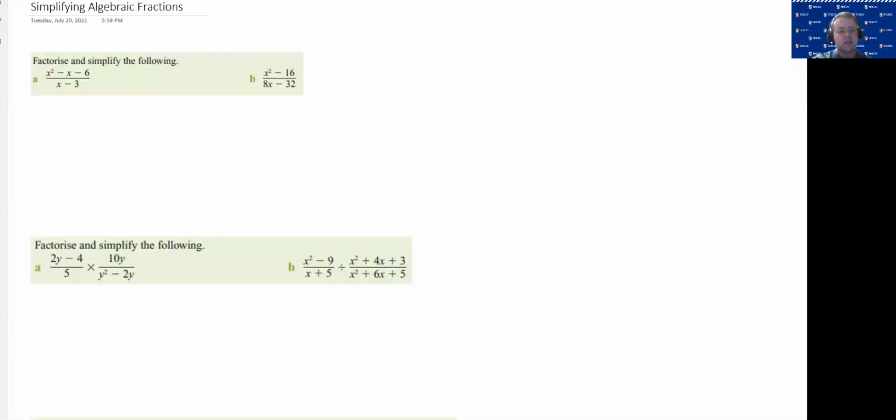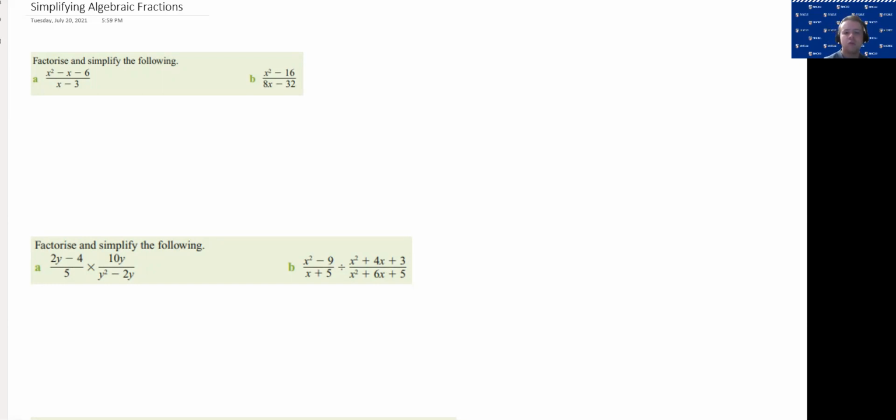G'day, Year 9. Today we're going to be looking at how we can use factorization to simplify algebraic fractions. Algebraic fractions are just fractions that contain algebraic expressions in their numerator, denominator, or both. And in order to simplify a fraction, we need to identify a common factor between the top and the bottom of the fraction.